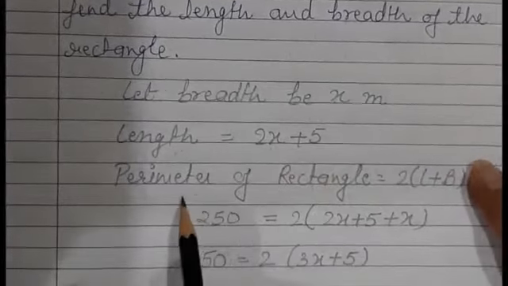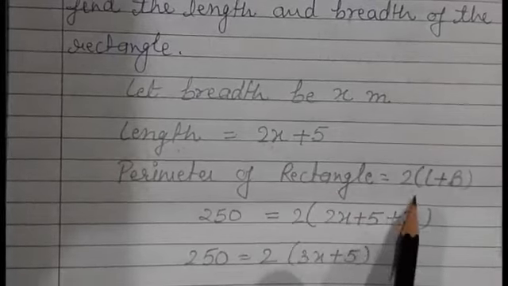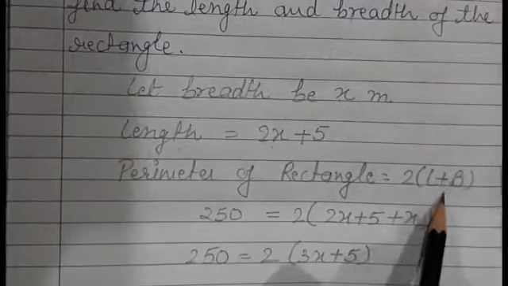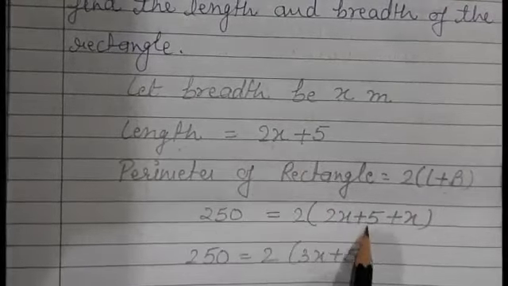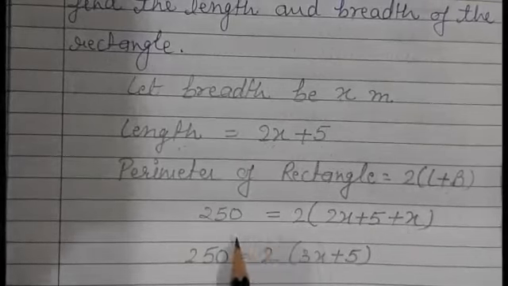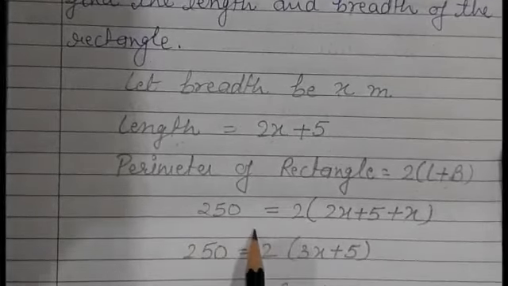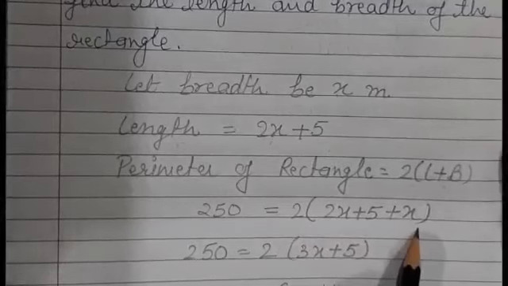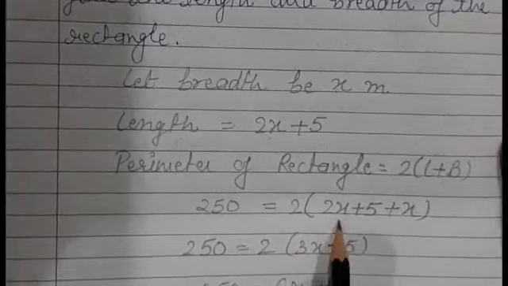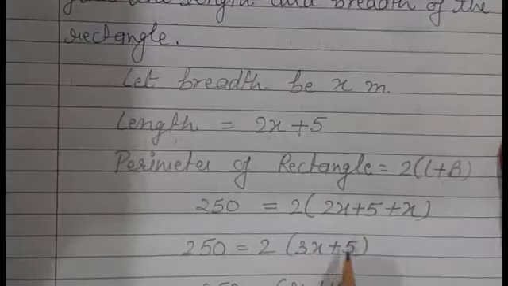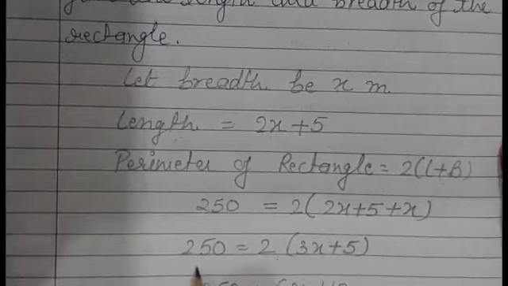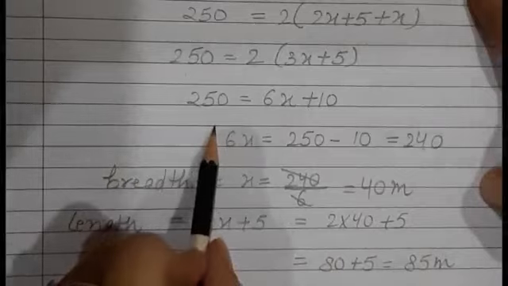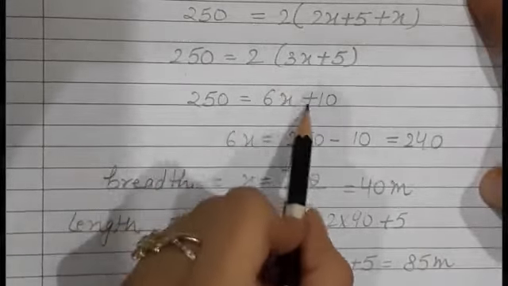Now we know that the perimeter of a rectangle is 2 times length plus breadth. Now put the value of length and breadth in that formula. Length is 2x plus 5 and breadth is x. So when we put, the equation will be 250 is equal to 2 into (2x plus 5 plus x). Right? Now solve. 2x plus x will be 3x, plus 5, into 2 is equal to 250. So 250 is equal to 2 3s are 6x plus 2 5s are 10.